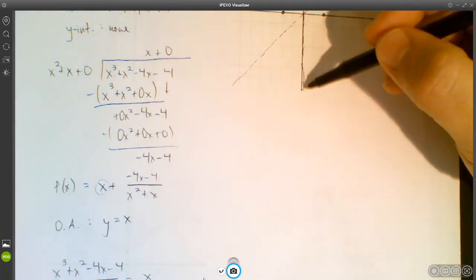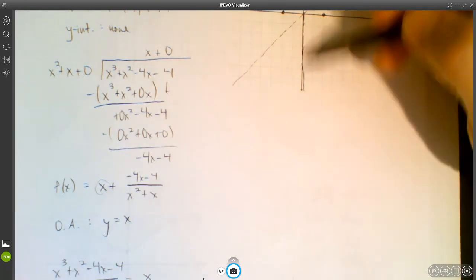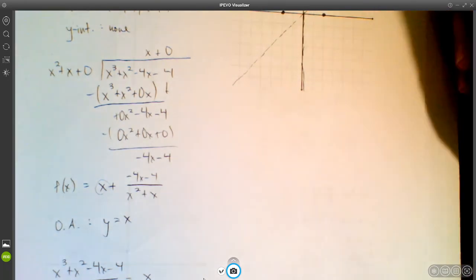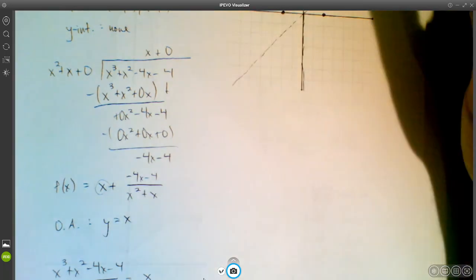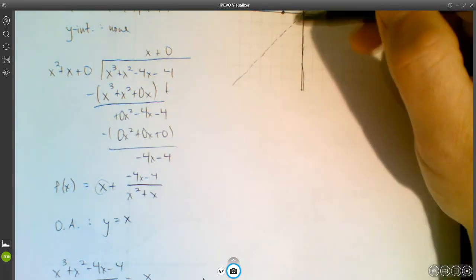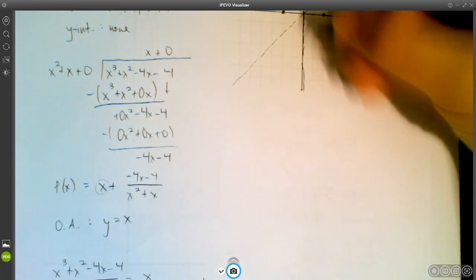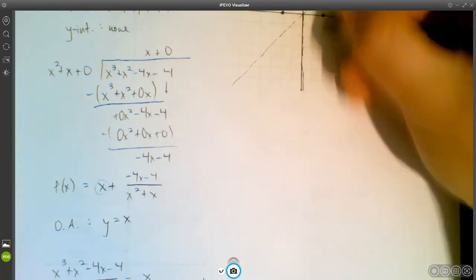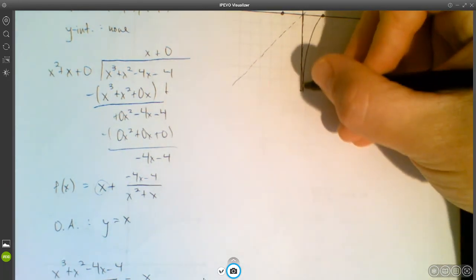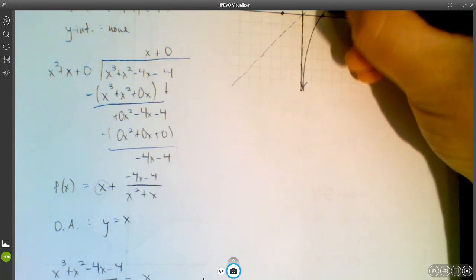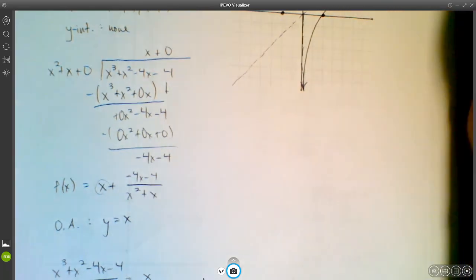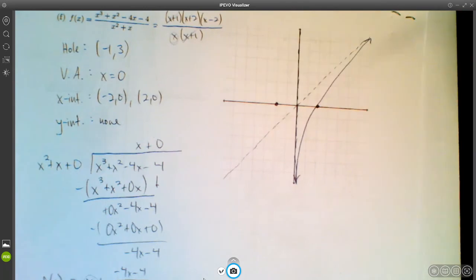The graph can't cross the y-axis. It also can't cross the oblique asymptote, except possibly at negative 1. But consequently, I know that at least on the right-hand side, the function has to look something like that. Something like that.